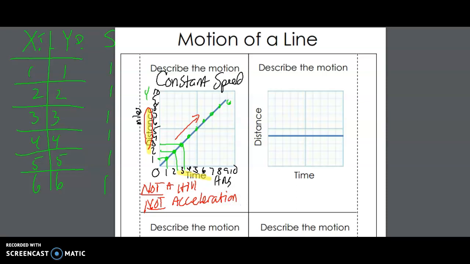Not acceleration. So I have a motion graph. We decided by looking at all of the facts and all of the data that it is a constant speed. And we know that we are not going to get this confused with a hill. We are not going to get this confused with acceleration.